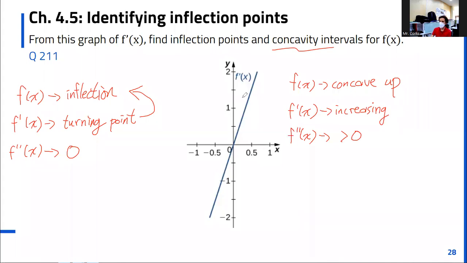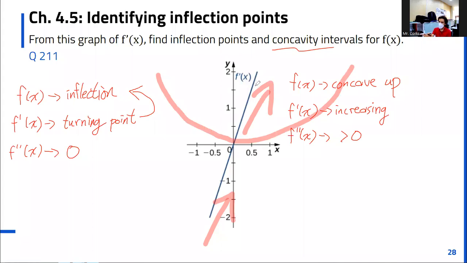So here we have the first derivative increasing for the whole thing. So that means for the whole function, we are concave up. From negative infinity to positive infinity, the whole time the function is curving up. Basically, we have some sort of quadratic like this.